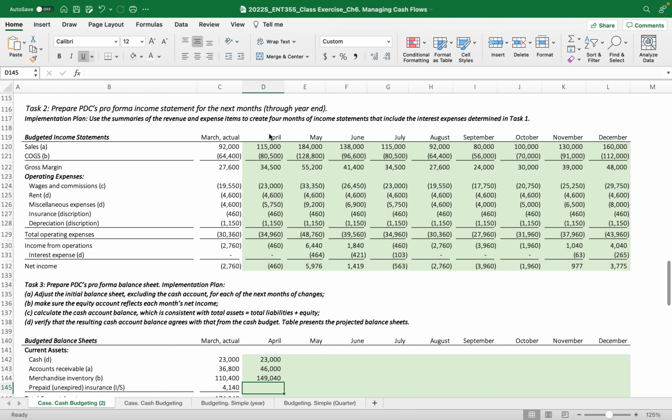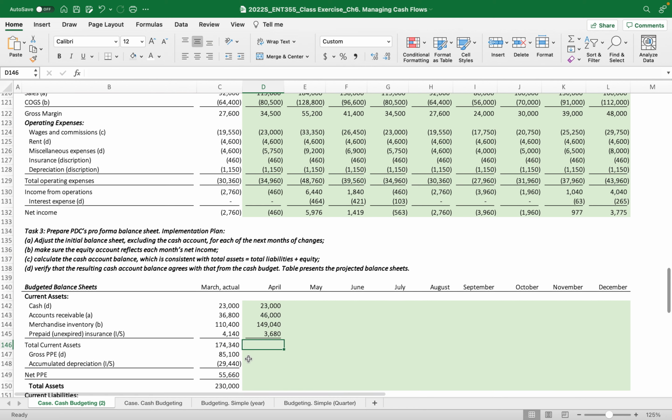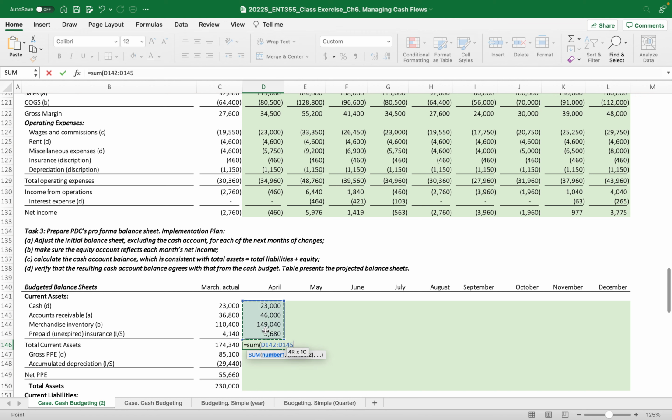And then prepaid unexpired insurance. As you read in the descriptions, the company prepaid this insurance fee for throughout the year. And then every month, once they receive this insurance service, that prepaid insurance expense, which is an asset account, should be amortized, right? Then how do we reduce this amount? It should be reduced by 460 every month.